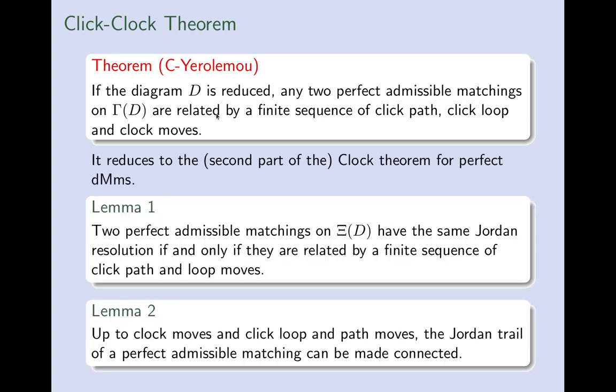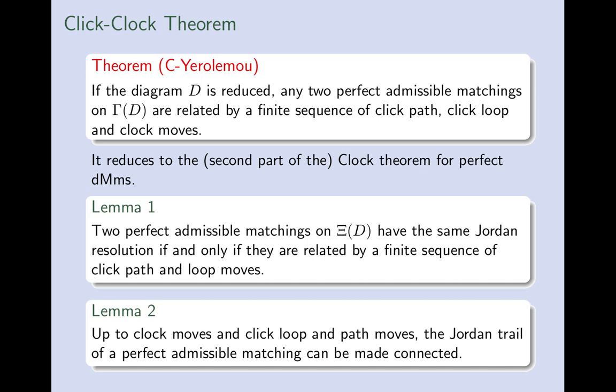And the proof of this is surprisingly not straightforward, or at least we couldn't find any really direct route to prove this. And the proof we found is based on these two lemmas. So the first one is sort of easy. It states that two perfect and admissible matchings on this cellular structure on the two-sphere determined by the projection have the same Jordan resolution if and only if they are related by a finite sequence of click path and click loop moves. So no clock move involved.